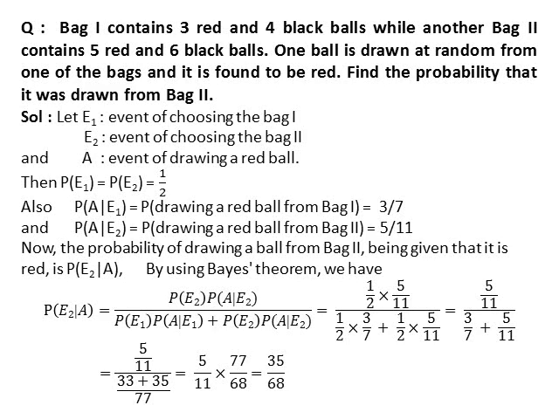Substitute the values of the probabilities. It equals 1 by 2 multiplied by 5 by 11 upon 1 by 2 multiplied by 3 by 7 plus 1 by 2 multiplied by 5 by 11. Now simplify it as shown. After simplification, we get the probability of E2 given A equals 35 by 68.